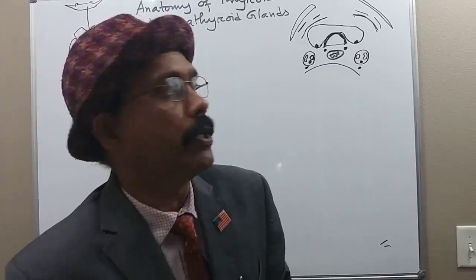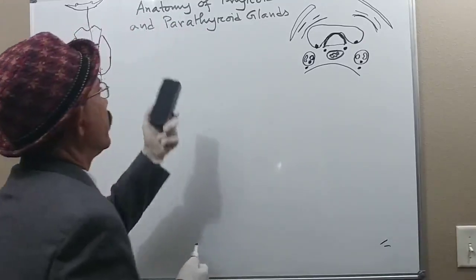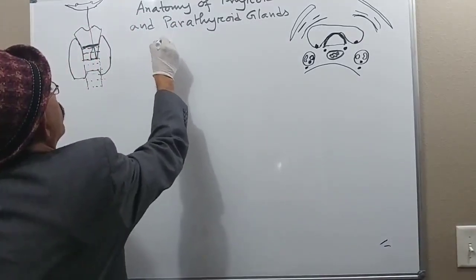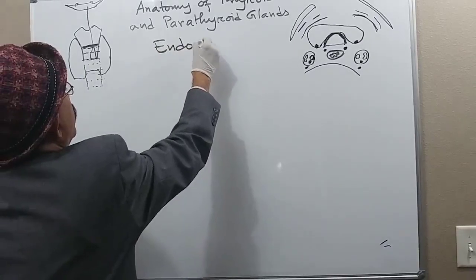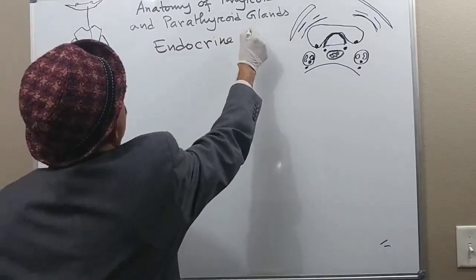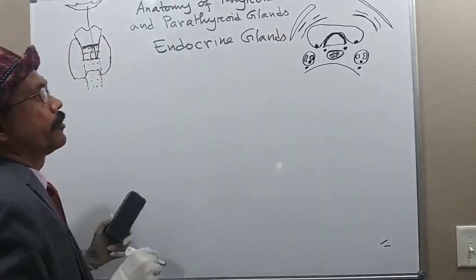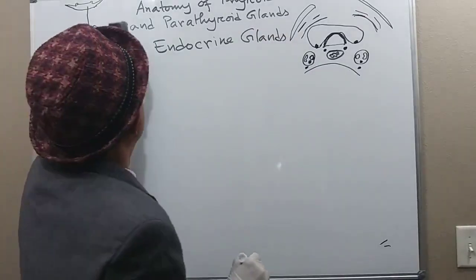Today I will discuss the anatomy of the thyroid gland and parathyroid gland. So what are the thyroid gland and parathyroid glands? They are endocrine glands, very important for our survival.